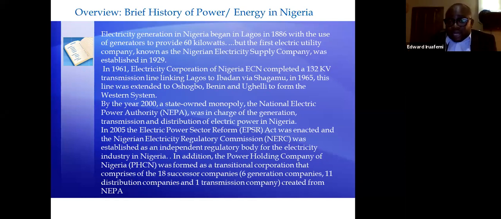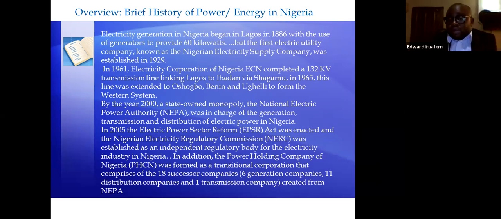And in addition, the Power Holding Company, the PHCN, was renamed from NEPA because they had to transition a corporation, because of the issues we're having with no lights, no infrastructure on the ground. They had to put up a bid for successors to come into the electric companies to take certain aspects of generating power to sustain Nigeria.